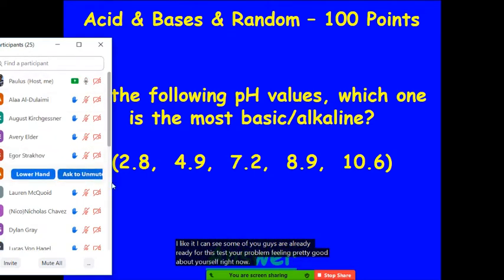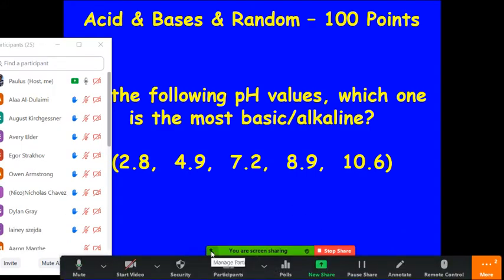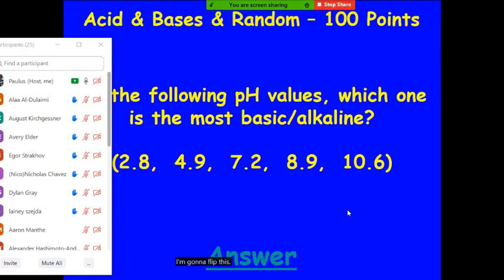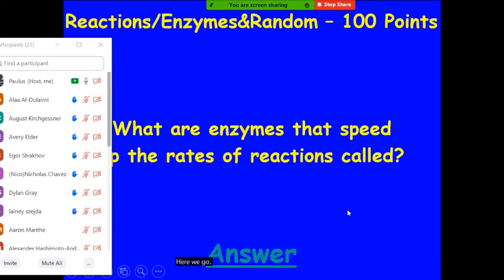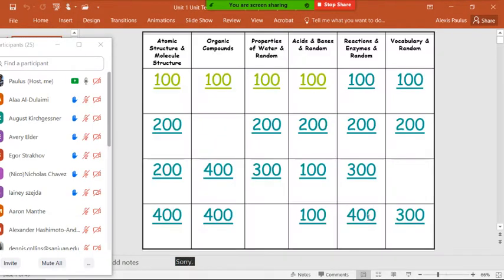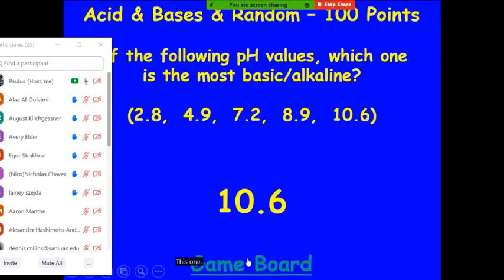All right, here we go. You know what? I'm going to flip this to the top. All right, here we go. Uh-oh, my bad. Sorry. This is what I should have done. Okay, 10.6. This is alkaline. This is alkaline. And this is alkaline. But the closer you get to 14, the more alkaline you are. So 10.6. Good.